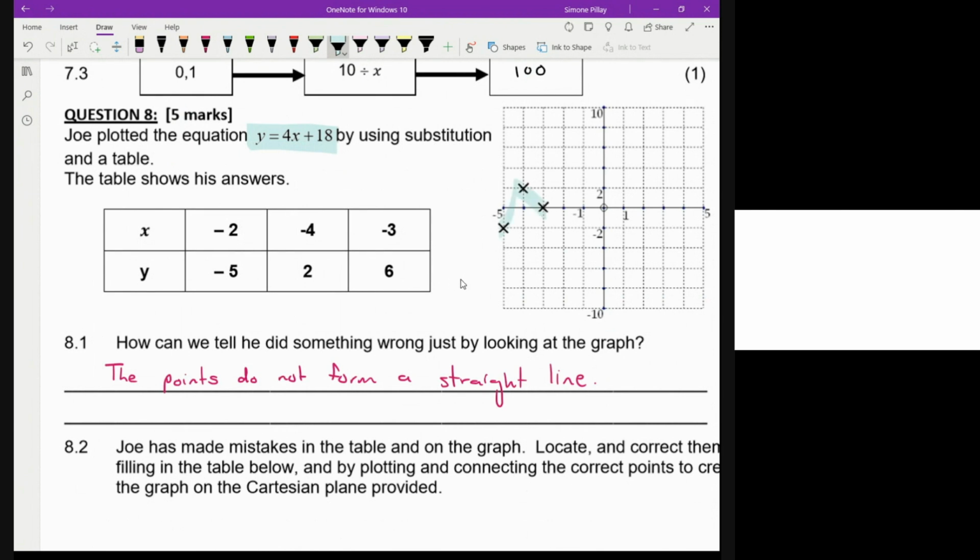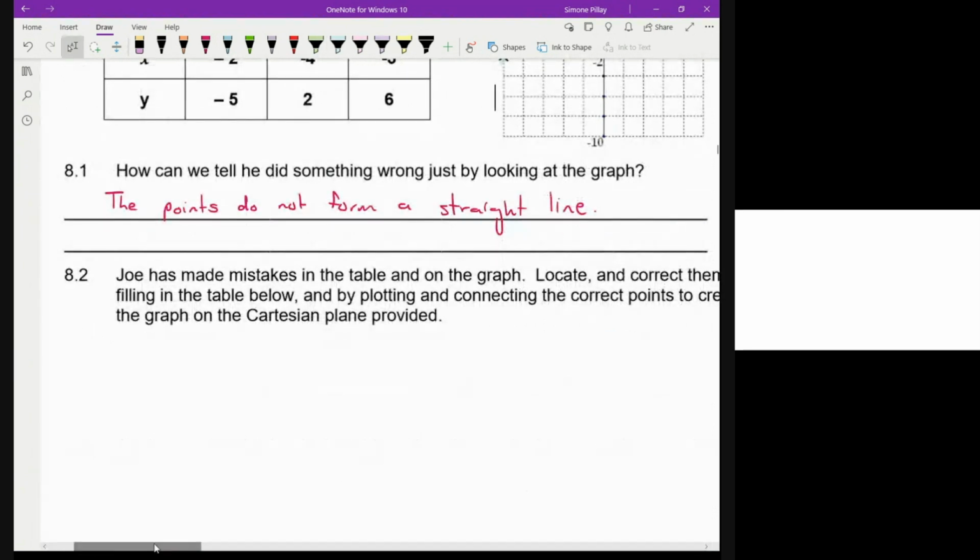And so immediately I know he's done something wrong, because in my mind, and remember what I told you guys, I know my points should join up to form a straight line. And the minute they don't, I know I've done something wrong, go back and check. So that's how we know that he did something wrong.